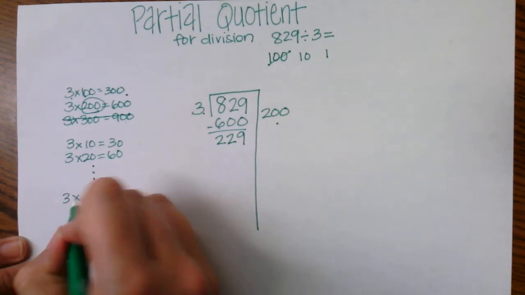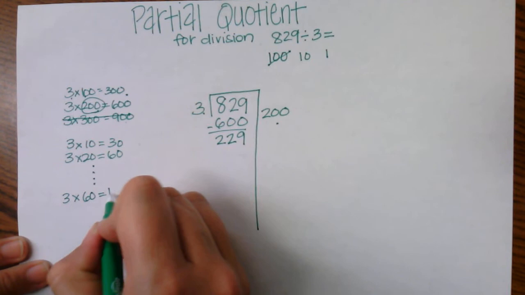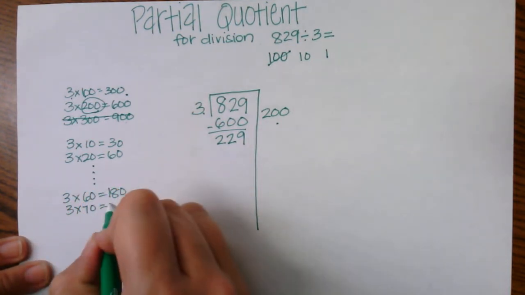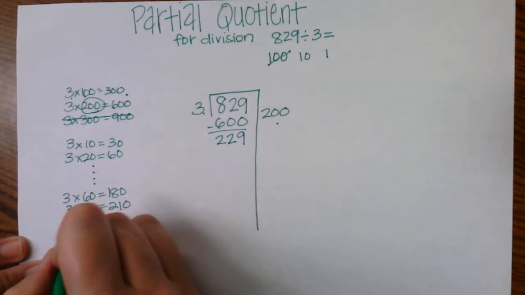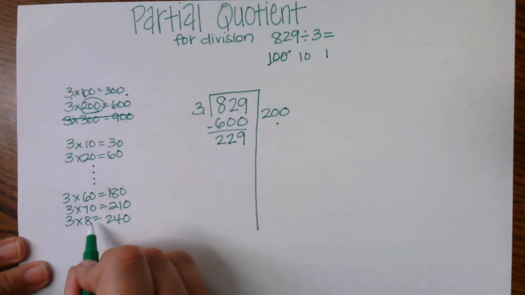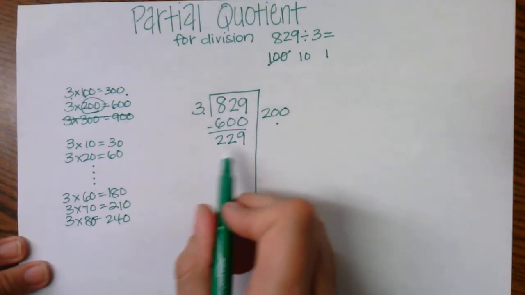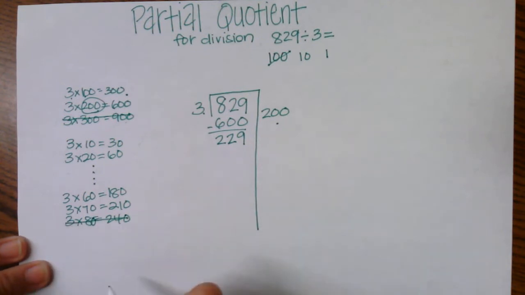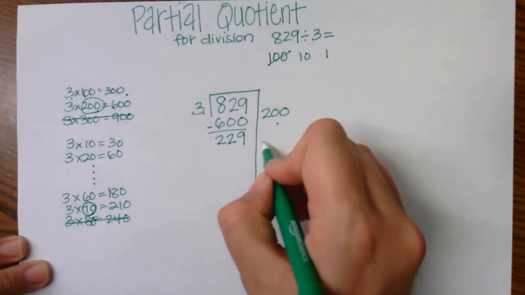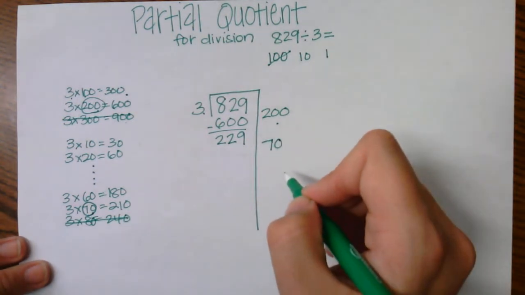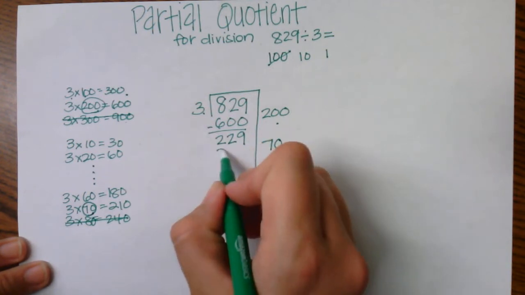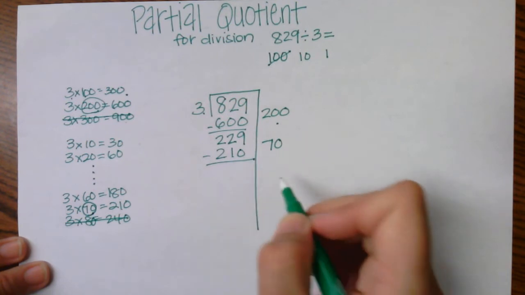So I'm going to skip all the way up to 3 times 60. I know that's 180, still getting closer. 3 times 70 is 210. 3 times 80 is 240. So when I got to 3 times 80, I went over 229, so I can't use that value. So I'm going to use 3 times 70 because it equals 210. So my 70 goes on the outside over here because that's how many pieces I'm taking out. So 3 times 70, we said already, was 210. I write it, I subtract it.